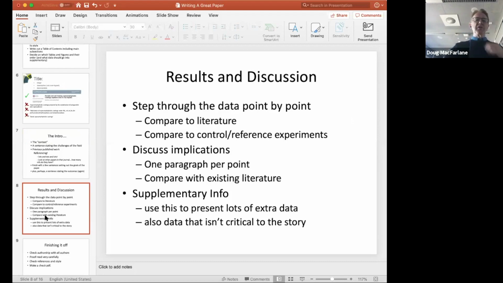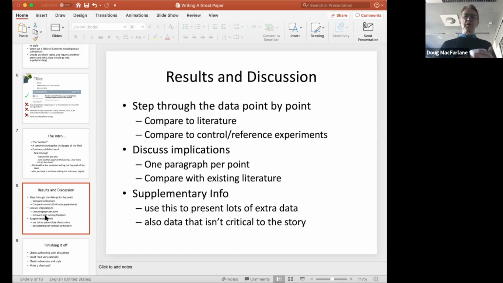Results and discussion. So step through the data point by point. You should already have figured this out before you got to this point of writing. You should know what your order of presentation is. It's usually tables and figures and so on. These are the key things that structure your results and discussion.